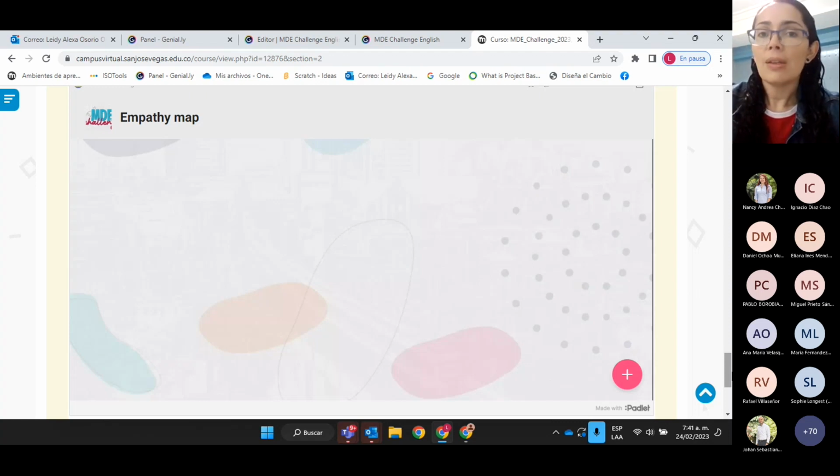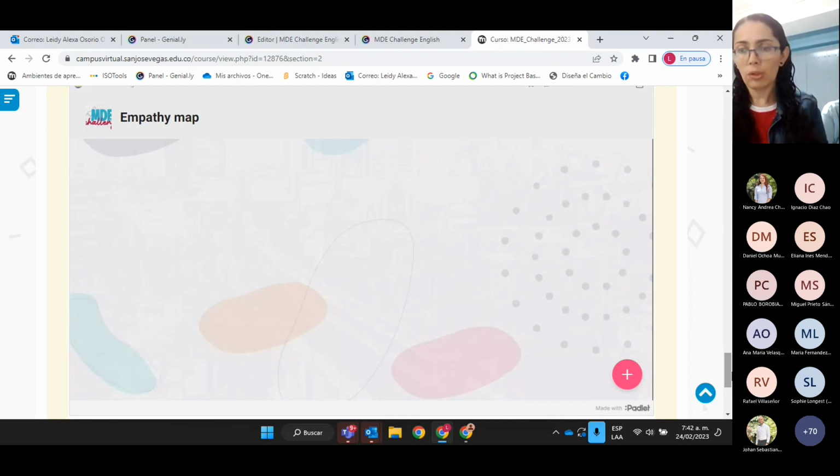problematic, and in this case, one team member needs to upload the information related to the empathy map, all the information about the problem. But don't worry, I am going to send you all the dates to upload this information in the virtual campus.